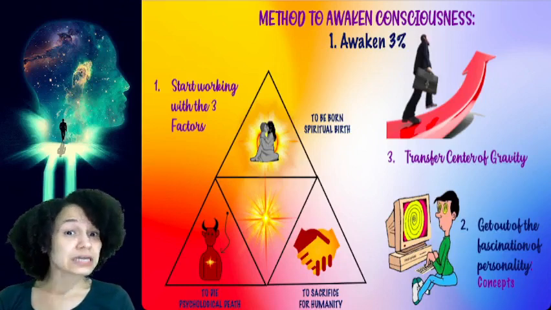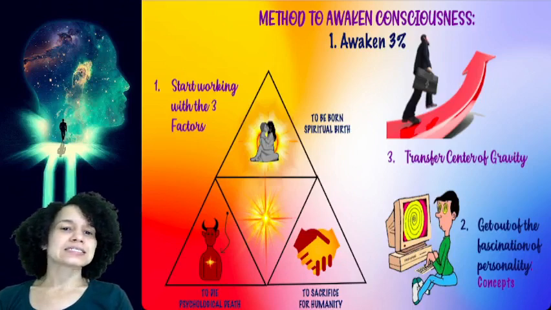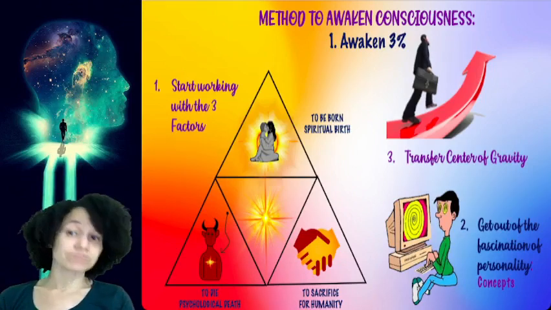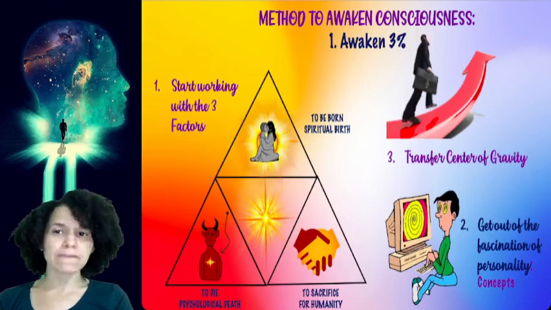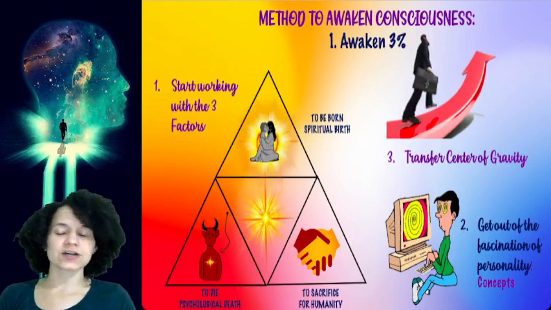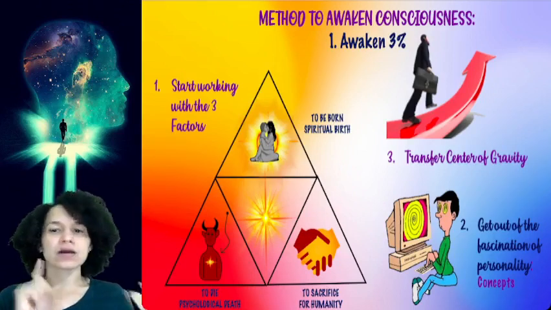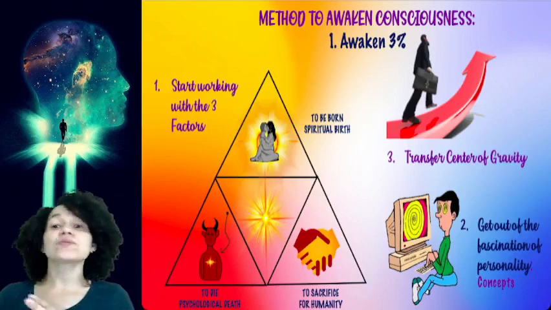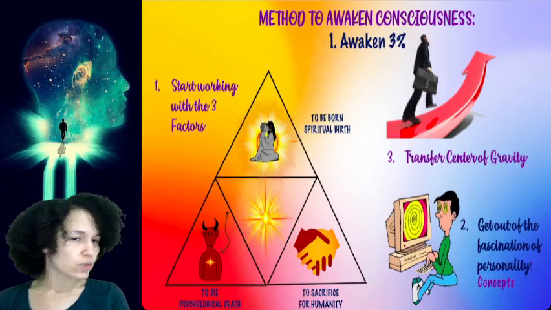Well, the first thing that we have to do to awaken the 3% is start working with the 3 factors for the consciousness revolution. We learned about the 3 factors in lecture number 17 of Phase A. That is the name of that lecture. But well, the 3 factors are to die, or the psychological death, to be born, or to practice the spiritual birth, and to sacrifice for humanity.